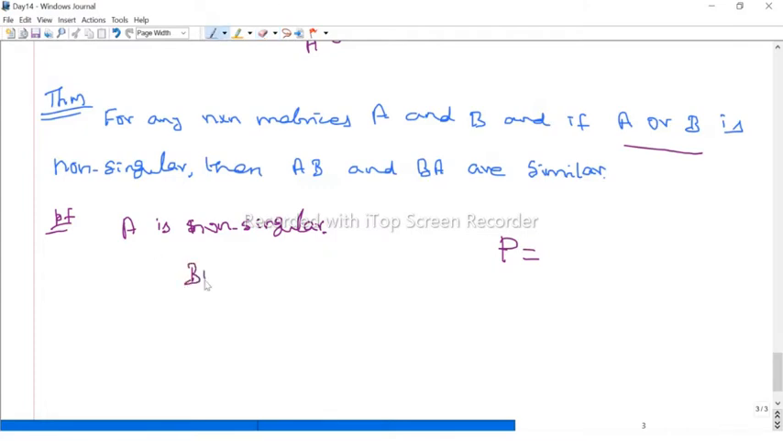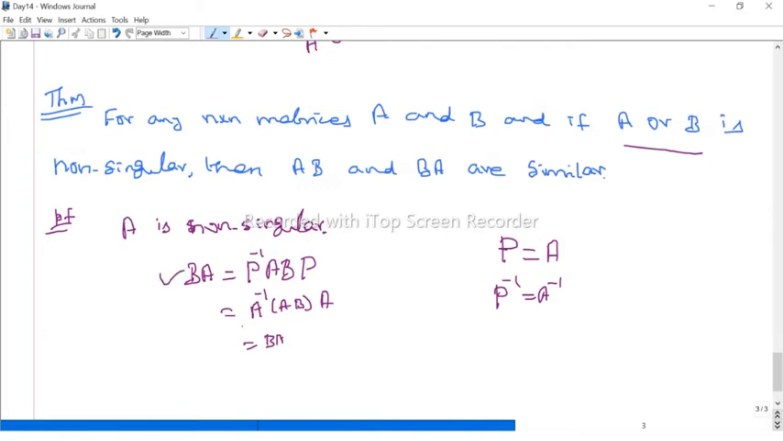We can adjust: BA equals P inverse times AB into P. So choose P equal to A. Therefore, P inverse is nothing but A inverse. Now apply this side: P inverse is nothing but A inverse AB into A. Now A inverse A cancels, and we get BA. That is the left-hand side.